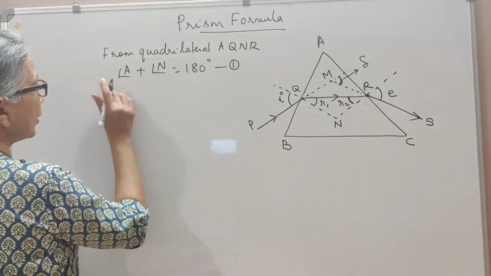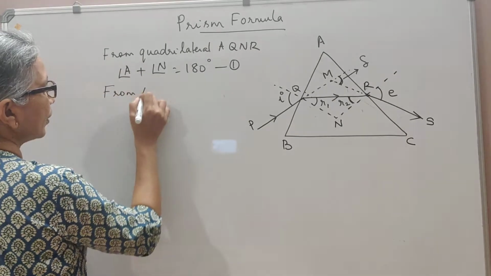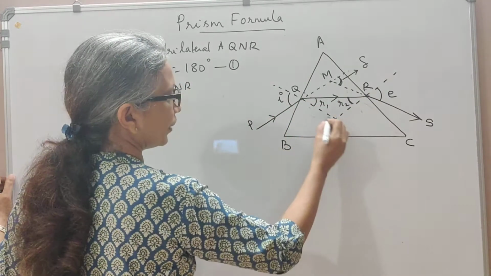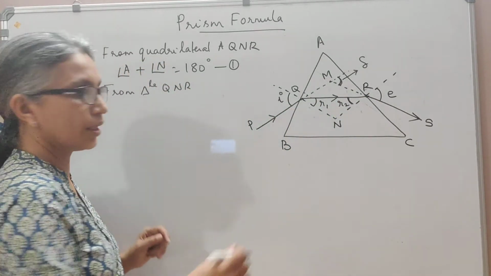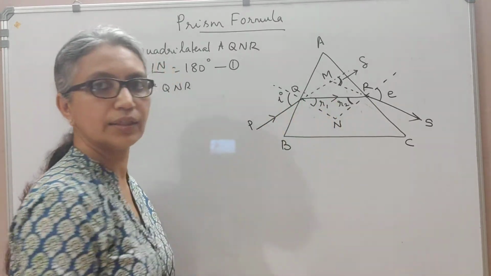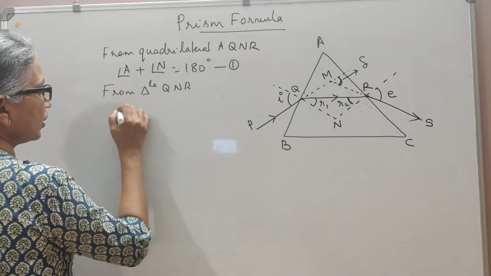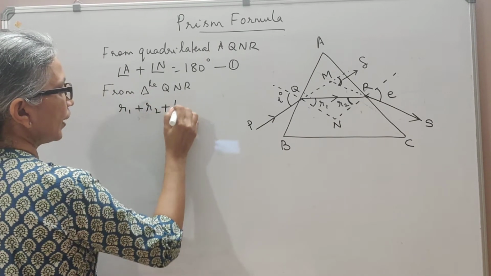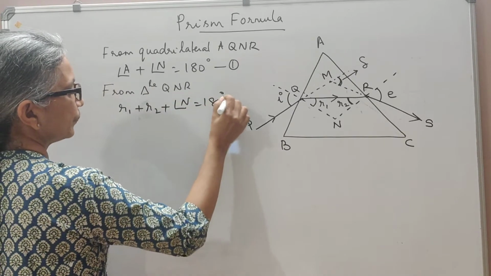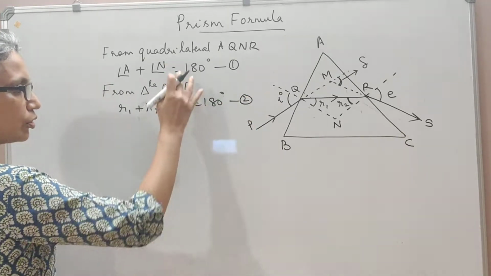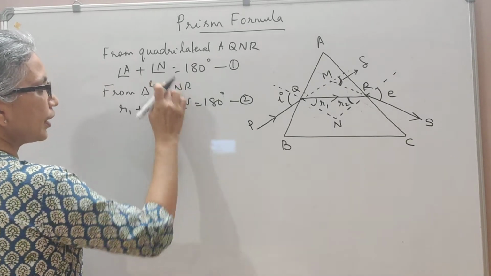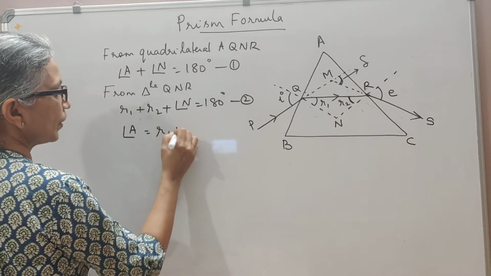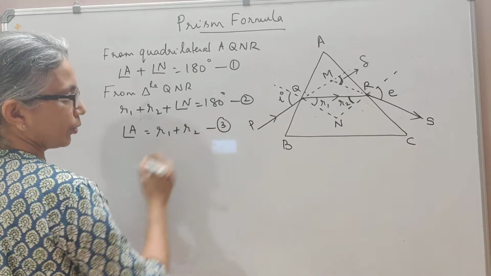Then I am going to look at the triangle QNR, that is this triangle QNR. Angle sum property says R1 plus R2 plus this angle N must be 180. So I am going to write that R1 plus R2 plus the angle N is that 180 degree. Equation 2. If I look at the two equations here, you will see that this N is common, 180 common, so which means angle A must be equal to R1 plus R2, which I will take as my third equation.